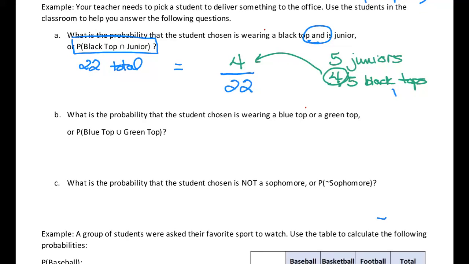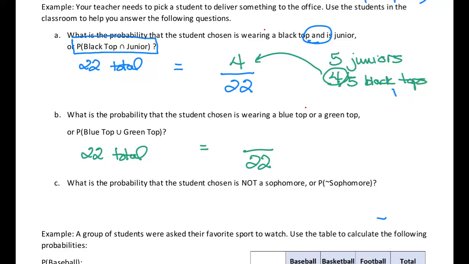Let's take a look at letter B. What's the probability that the student chosen is wearing a blue top or a green top? Blue top or a green top. Okay? So, how many students do we have total again? 22. So, finding the denominator is usually not as difficult as finding the numerator, the top.